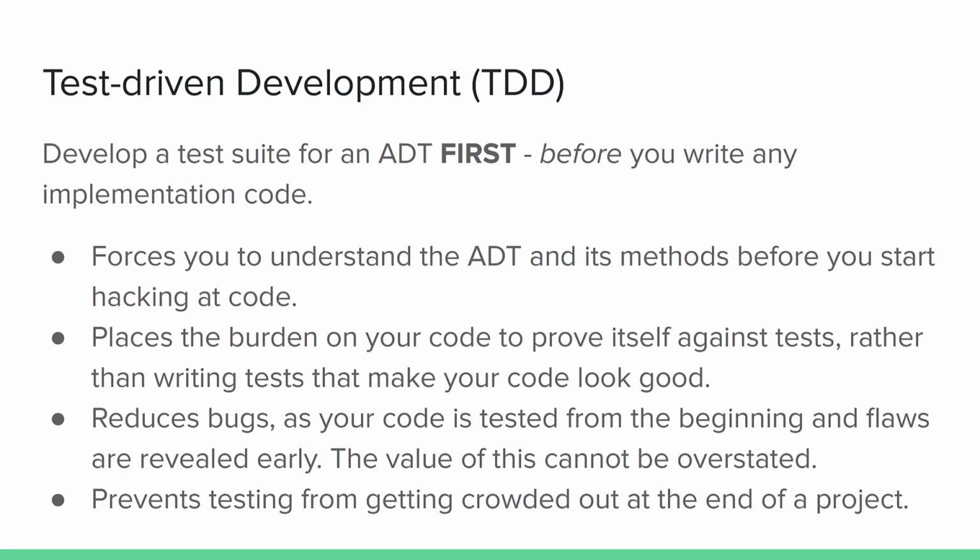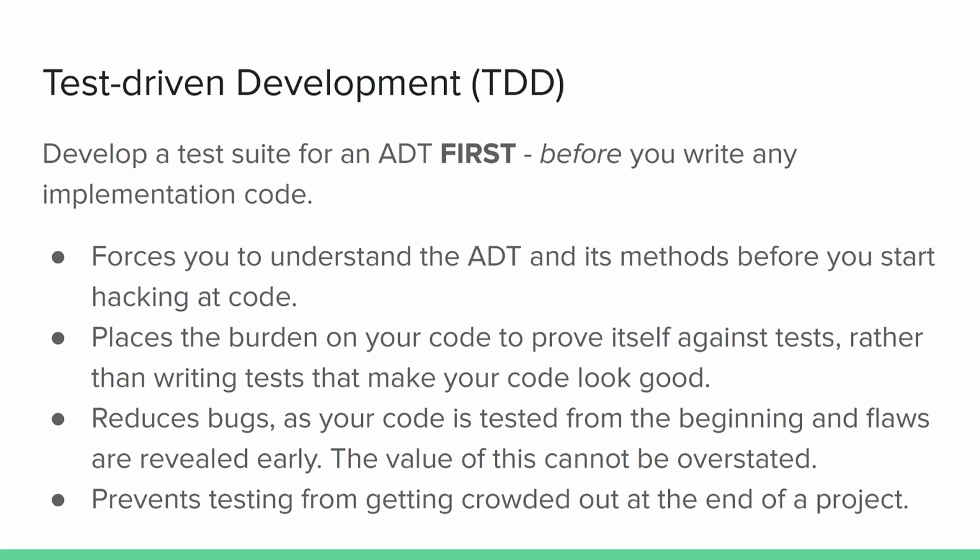It also places the burden on your implementation code to prove itself against those tests. There's a tendency, if you wait until after you've written implementation code to write your tests, you end up writing tests that make your code look good. By doing the tests first, now the burden is on your implementation code to pass the tests. It also means that you have tests in place from the very moment that you start writing your production code. So right away, if there's something wrong with your production code, it will be caught, and that's going to reduce the number of bugs in your code. I cannot emphasize enough how important that is.